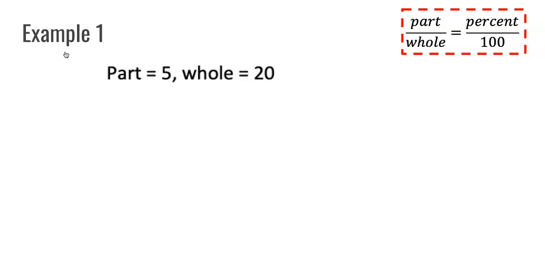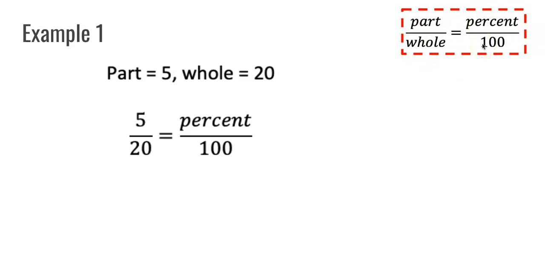All right, so let's take a look at the first example. Let's look at what we are given. We have part equals 5 and whole equals 20. Now, I'm going to use this proportion that we have, part over whole equals percent over 100, and set up something like this. So I got 5 over 20, part over whole, equals percent, the unknown, I don't know what the percent is yet, over 100.